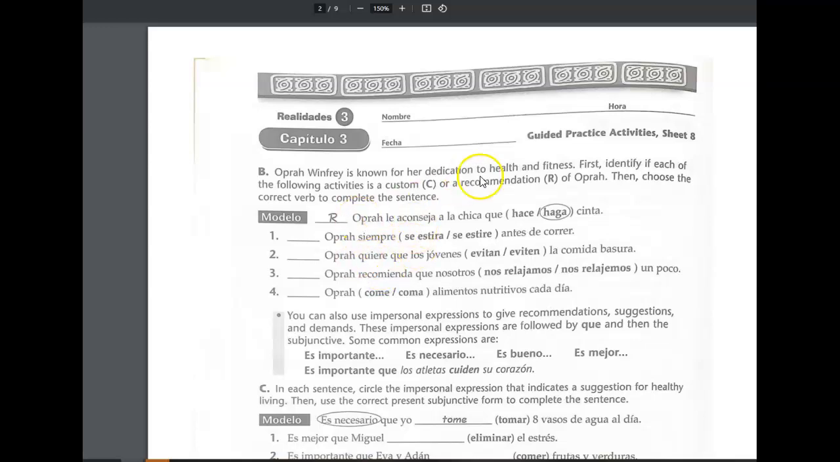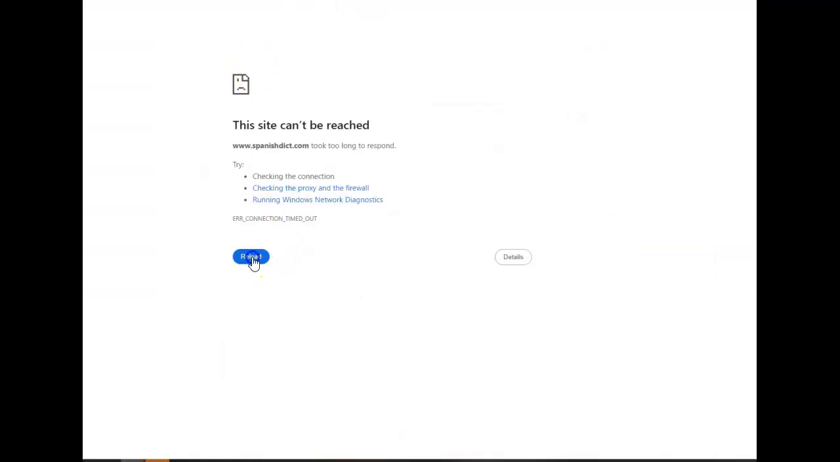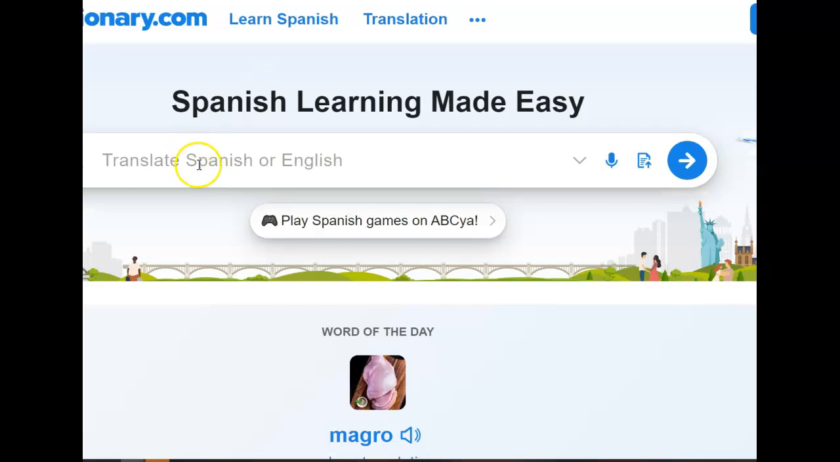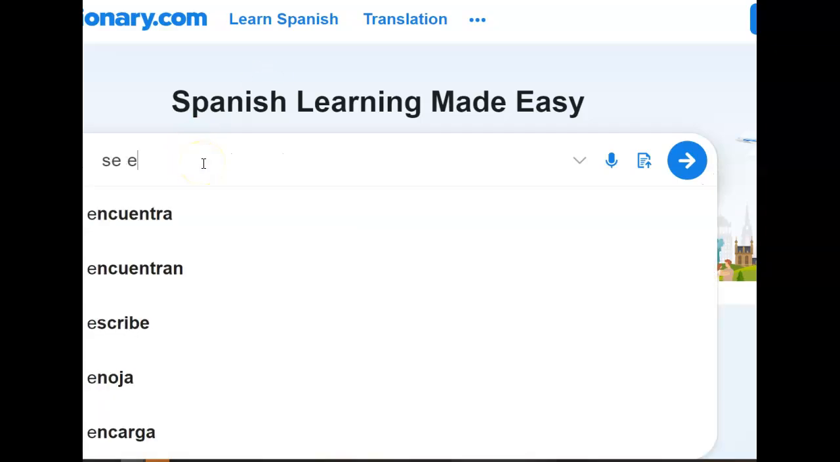Anyway, R for recommendation, if it's a sentence in the subjunctive. C, if it's a custom, meaning that Oprah is not advising somebody else. It's something that Oprah does, like in this case, number 1, C. And then your verb is going to be in the present indicative, regular present tense. And estirarse, Spanish Dictionary, hey, there we are. Se estira.